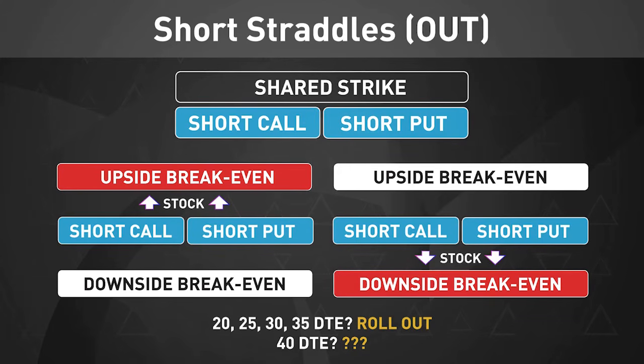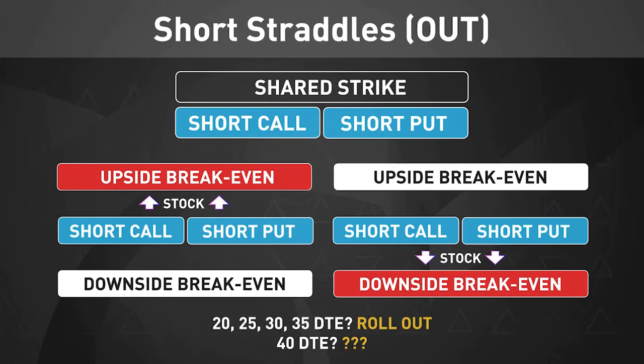Well, your first move, should you need an adjustment, will not be to roll one side up or down. That would bring you into an inverted strangle, which is definitely necessary at times, and it's a tool that we use often, but it's not usually our first go-to move. Instead, you'll look to roll out in time first. So not exactly the same process as a short strangle.